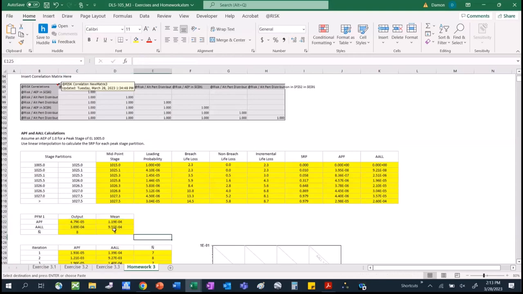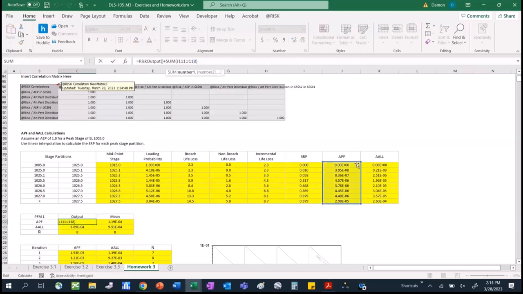Yes. Okay. So to get the total APF, that is simply going to be the sum of the APF for each set of the stage partitions. I'm summing all these numbers together. And then in the front part of the formula, I'm putting RiskOutput, open parentheses, close parentheses, and a plus sign. What that's doing is flagging it as an output. So when @RISK is running the iteration, it knows to store data from that cell every time it's run. That's all it's doing there.